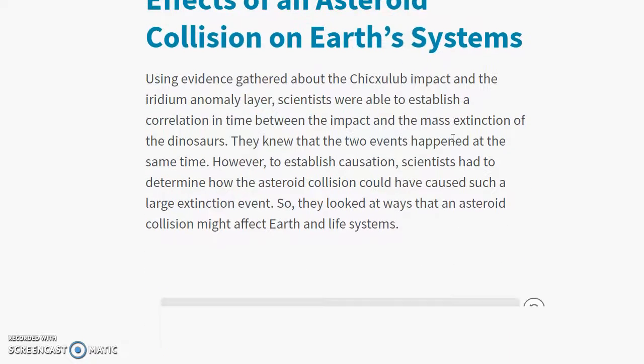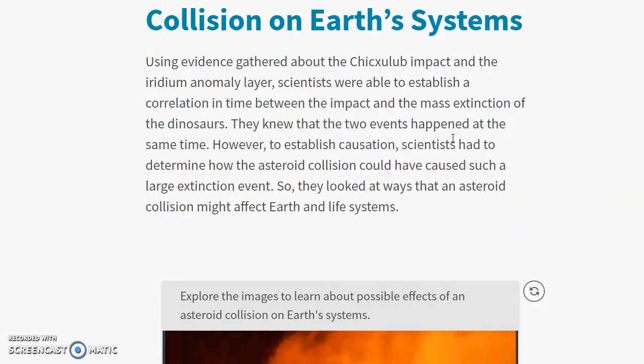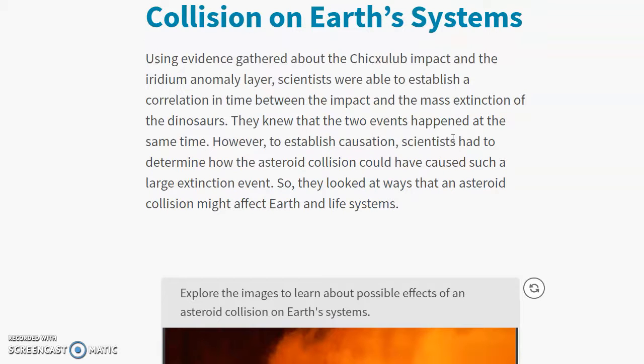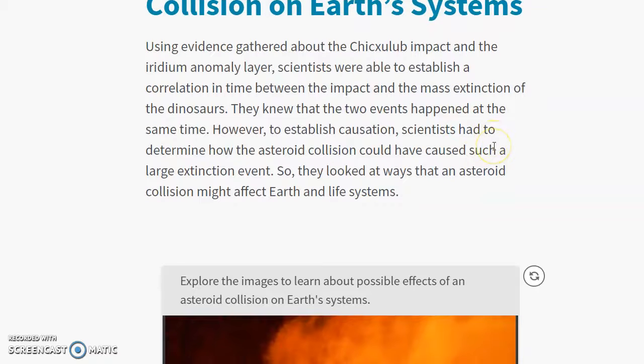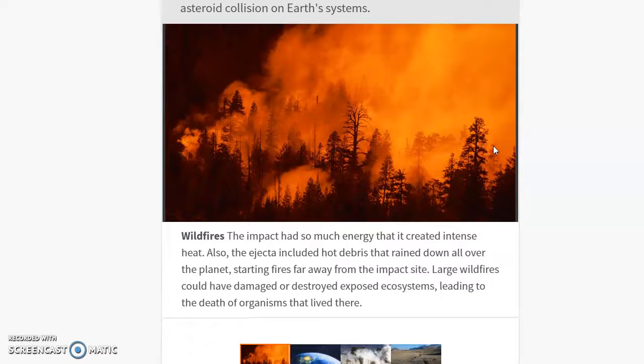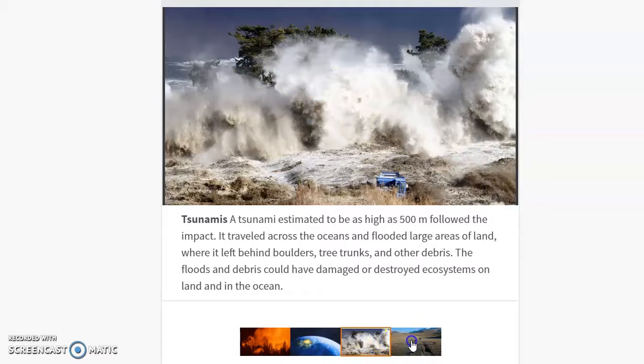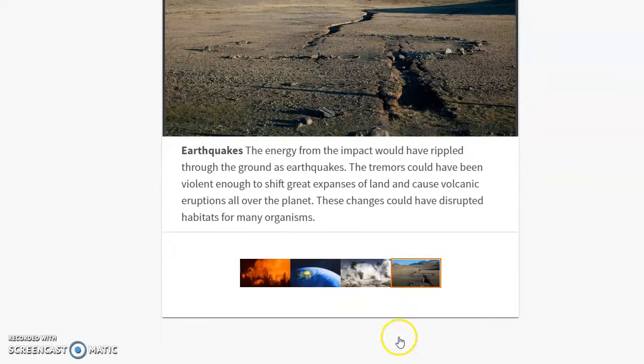All right, back to asteroid collisions and using that kind of correlation and causation. They know that the events happen at the same time, right? There's an asteroid, dinosaurs go away, but did the dinosaurs go away because of the asteroid? That's causation. All right, here's asteroid collision on Earth systems. It can cause a wildfire, can cause rocks and matter to turn into gases, can cause tsunamis, and can cause earthquakes.